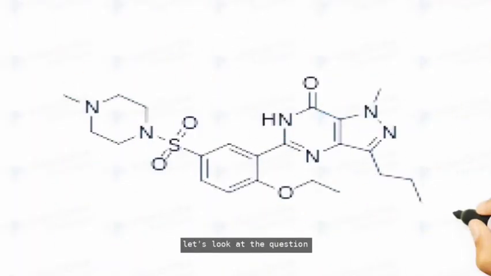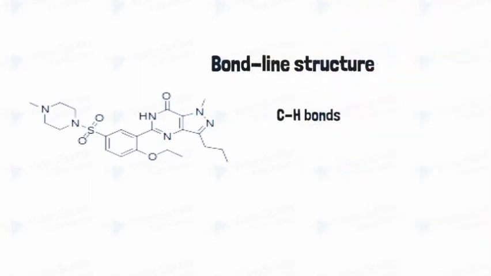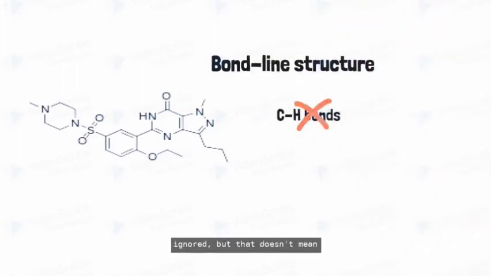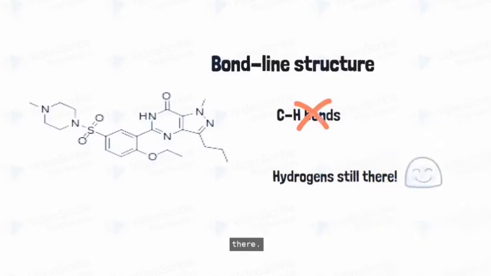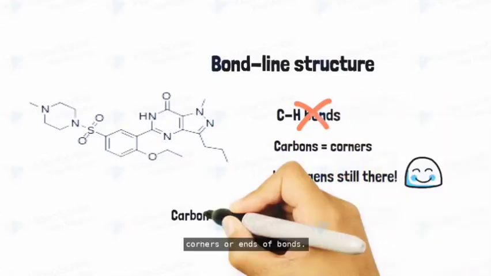Now that we reviewed hybridization and steric number, let's look at the question again. Clearly we are looking at a bond line structure. Be careful as C-H bonds are ignored, but that doesn't mean that the hydrogens are not there. It's simply clearer and faster to draw it this way. The carbons are represented by corners or ends of bonds.